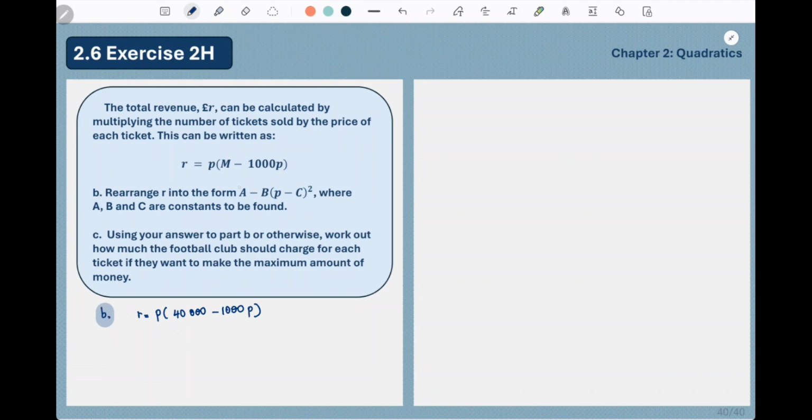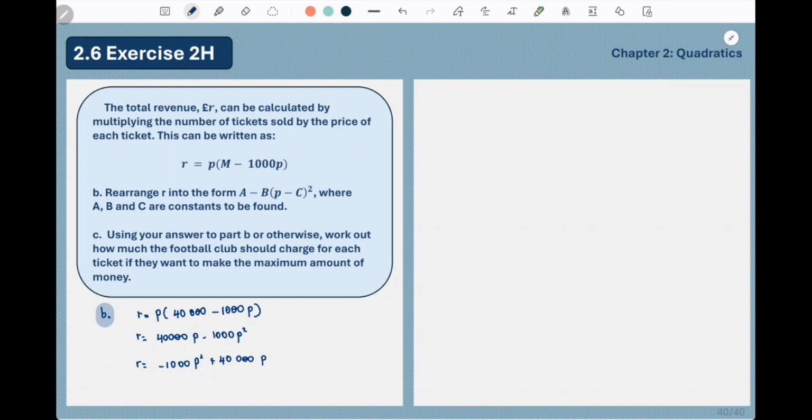So basically, this form is the completed square form. We all know how to complete the square. I've got a video on that if you want to check it out. So we'll basically expand this first. So we have 40,000p minus 1,000p squared. I'm just going to move the order because I'm more comfortable dealing with it that way. So minus 1,000p squared plus 40,000p. So this is all good.